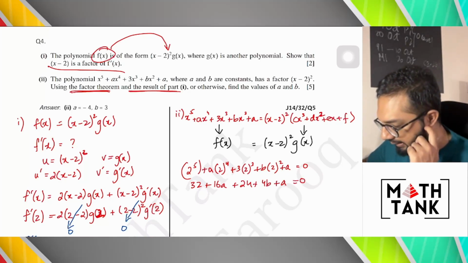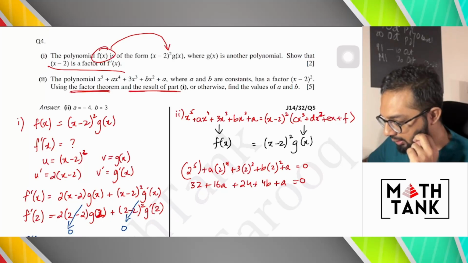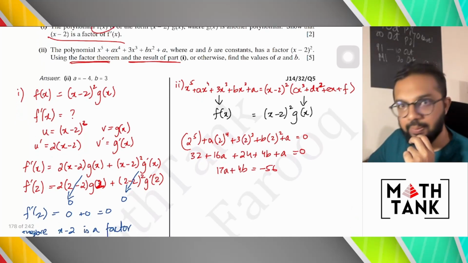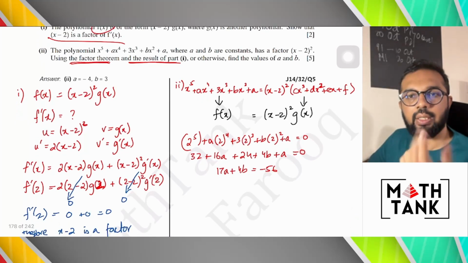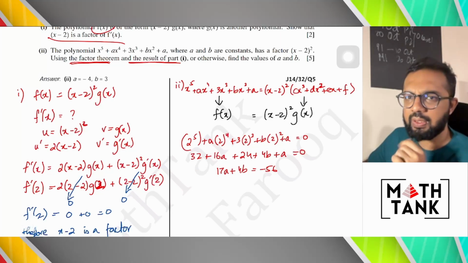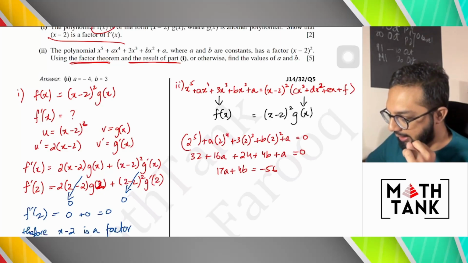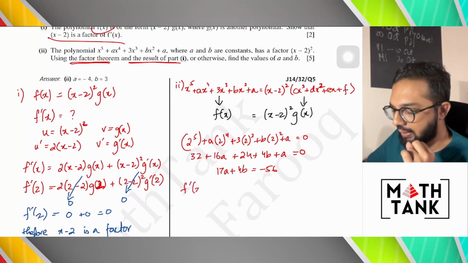I get 56, and 17a plus 4b equals to minus 56. That's one equation, and surprisingly it just has two unknowns, a and b, which means that I should find another equation that has two unknowns only. I know that another equation that should have two unknowns is f bar of x. Let's first calculate f bar of x.